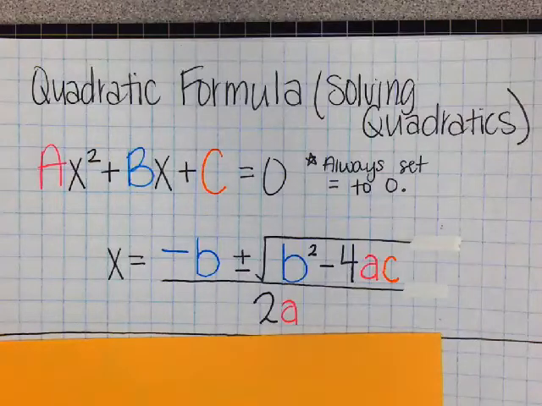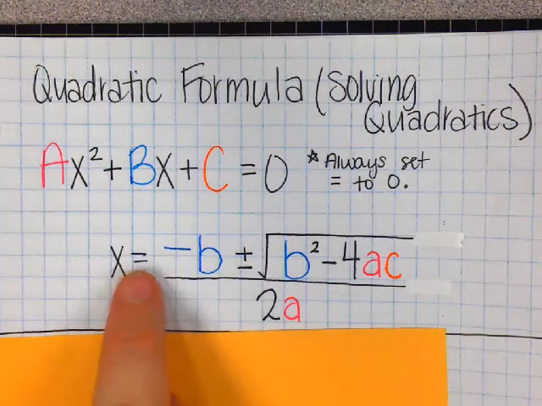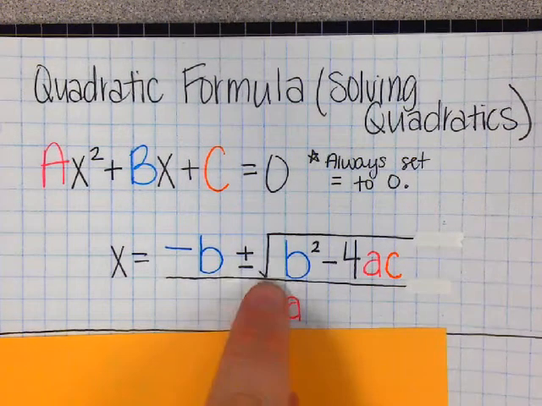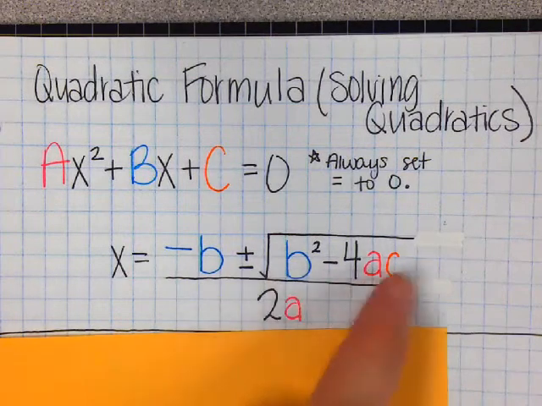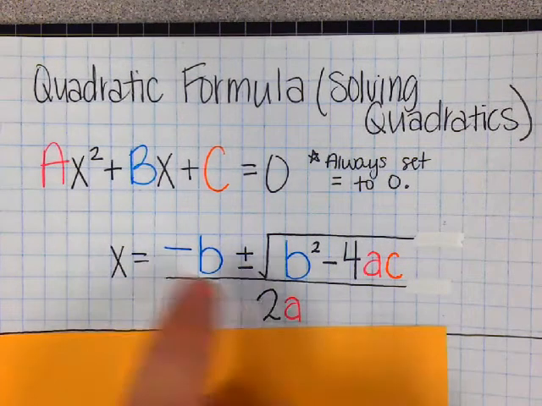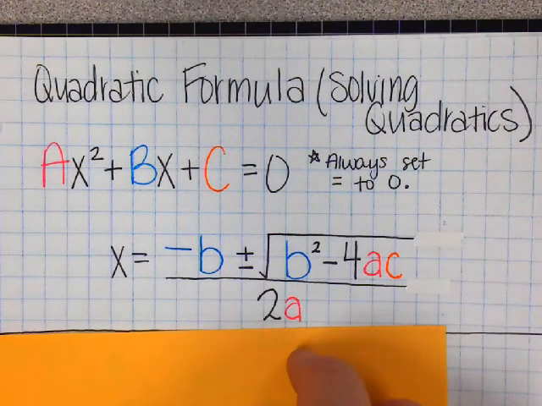So, solving using the quadratic formula. I know I have it written down right there, but the quadratic formula is this equation right here: x equals opposite b plus or minus the square root of b squared minus 4ac, divided by 2a. This is just one of those equations that you have to memorize.